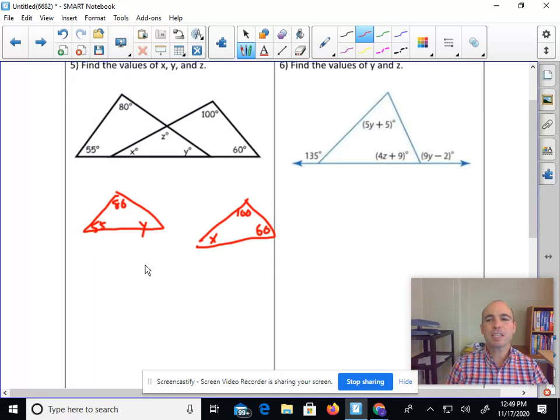All right, number 6, slightly more complicated. But I see 2 variables. I imagine I'll be using a system of equations. But remember, a system of equations means you need 2 equations. Well, I guess if you're watching this video, you probably would like a little help with what those equations are.